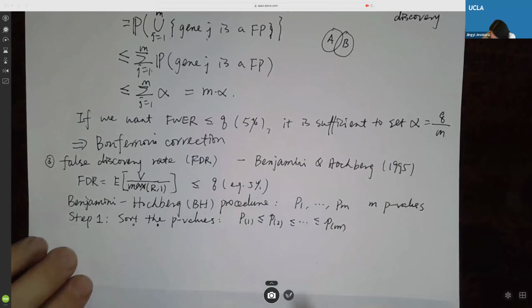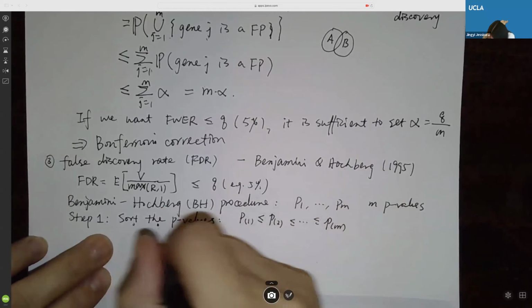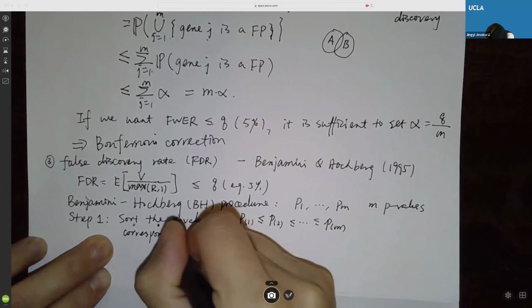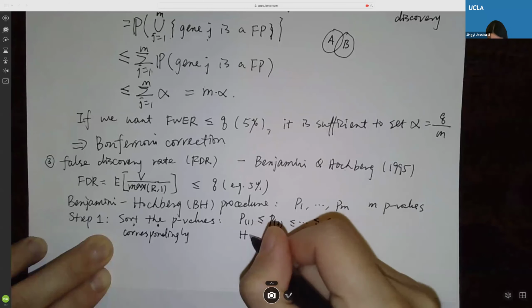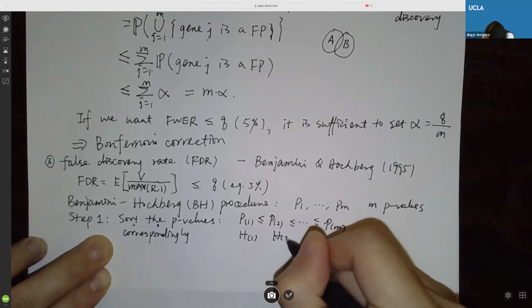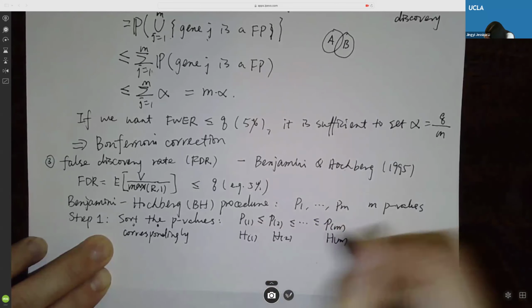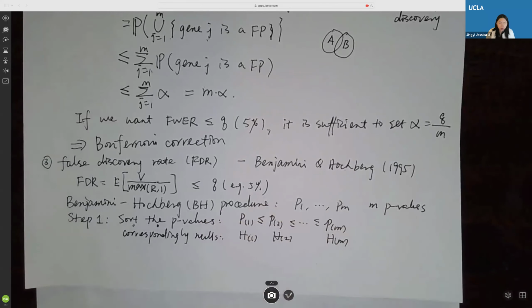Correspondingly, their null hypotheses are sorted in the same way. We call them H(1), H(2), up to H(m). These are the corresponding null hypotheses.